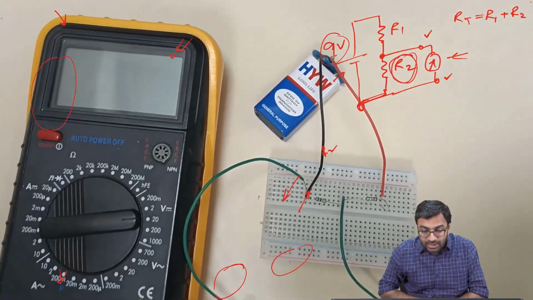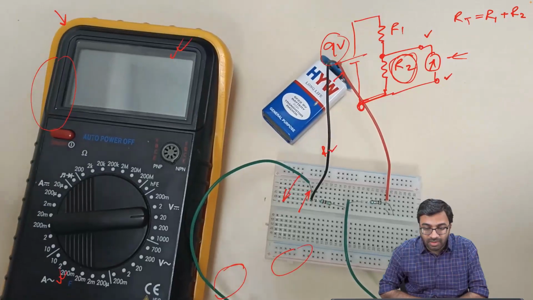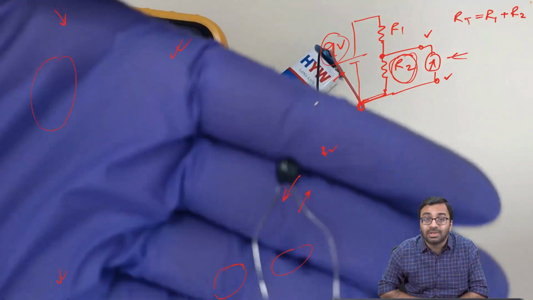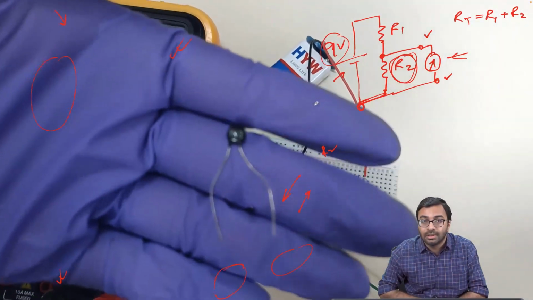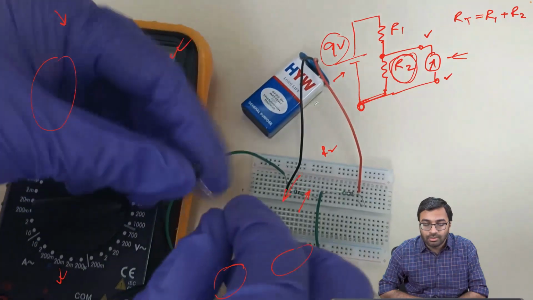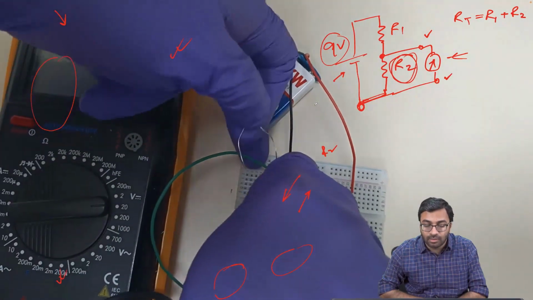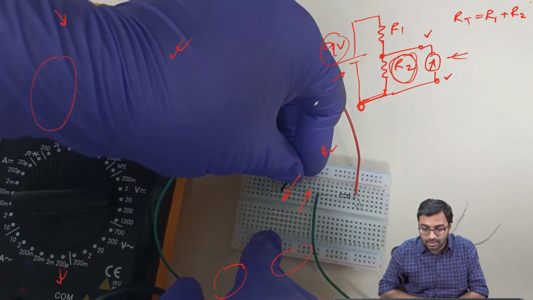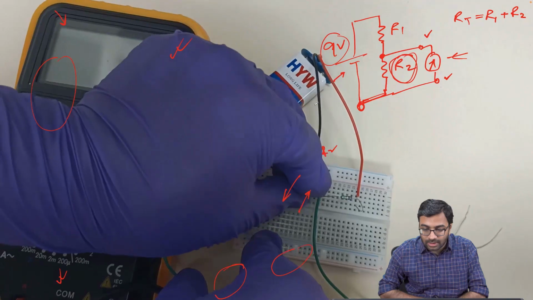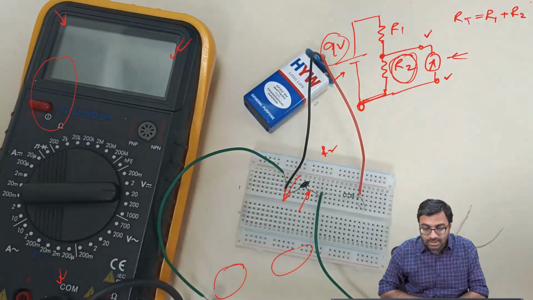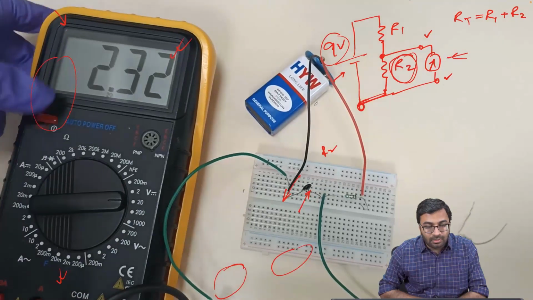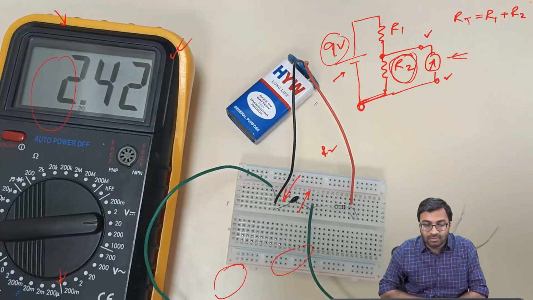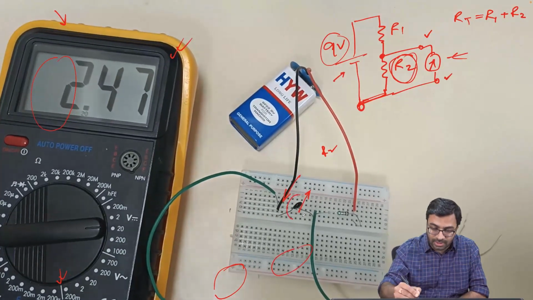Now what we will do is we will replace this resistor with a thermistor, that is a temperature sensor, which is nothing but a resistor only. So we are connecting this thermistor in place of our second resistor. So we are removing the resistor and now connecting this resistor in the circuit. Now once it is connected, the voltage now is 2.36. So this is the voltage across the temperature sensor here.